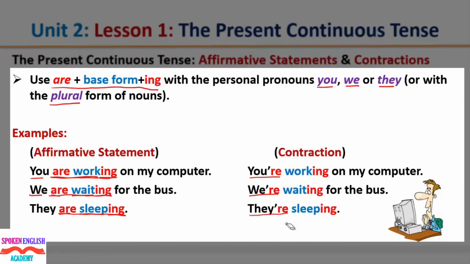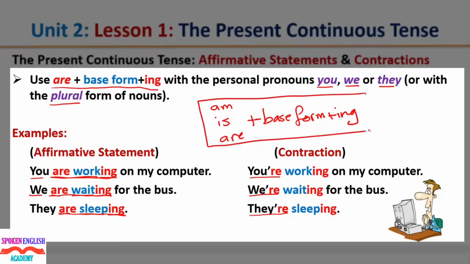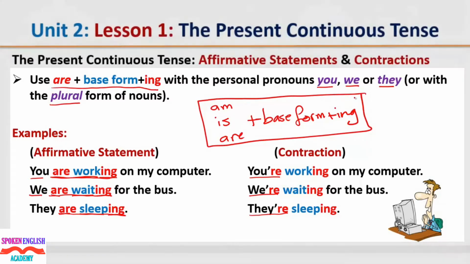So in the present continuous tense, we use am or is or are plus the base form of the verb ending in ing. So this is the form of the verb in the present continuous tense.